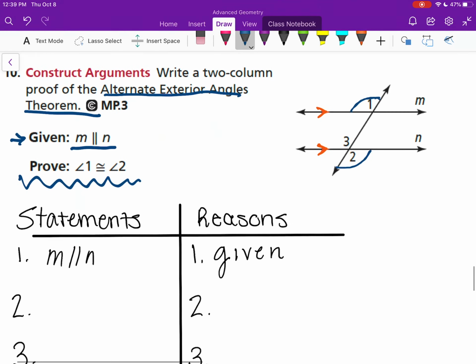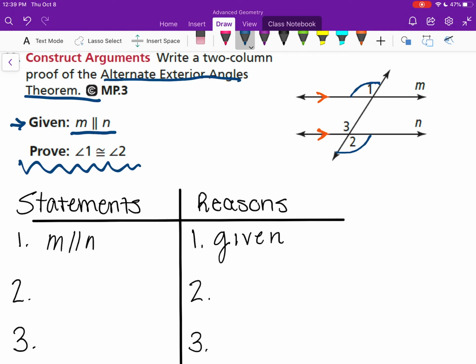So here we go. We've got our 2 columns, and we were given that M is parallel to N, so we write that as our first statement and our first reason. So I state that lines M and N are parallel. I was given that information. So here we look in our diagram and we try to see what we can notice about anything going on here. Is there something you notice about angle 3? You probably notice that it is across from angle 2, and therefore they are vertical angles.